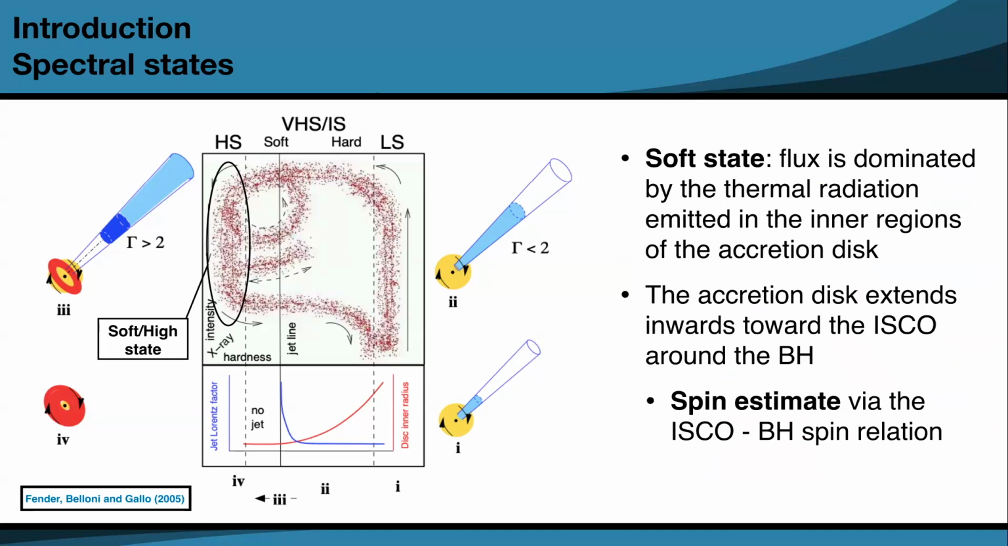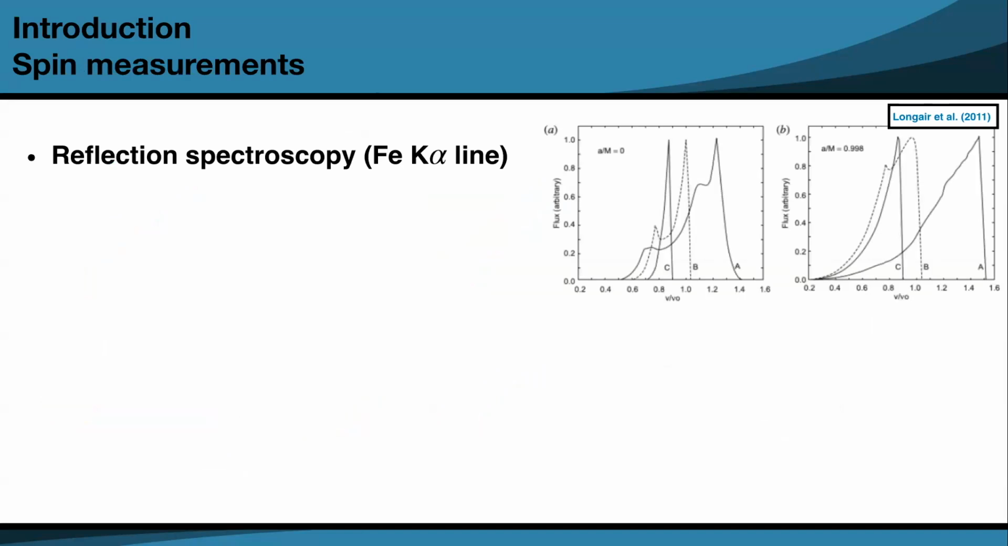And because of this, the accretion disk is expected to extend inwards towards the innermost stable circular orbit, the ISCO, around the black hole. So if we find a way to estimate how close to the central object the disk extends, then we can use the well-known relation between the ISCO and the spin of the black hole to find an estimate of the spin of the source. This is something that has been done in the past by several authors. There are actually two main techniques that are well established in the community.